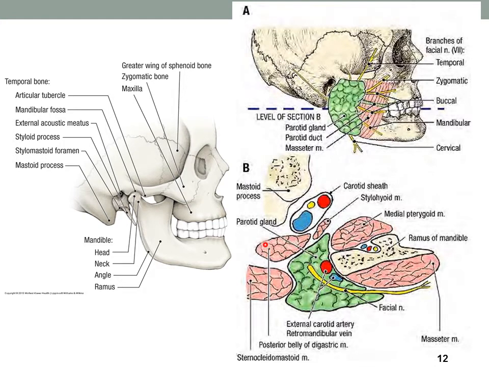Have a look at this cross section down here in B. It's actually quite interesting to see the mastoid process here. You can see your posterior belly of the digastric, and the stylohyoid, which comes from the styloid process. And now you're looking again at your carotid sheath, where here you actually have your internal carotid artery. Here's your external carotid artery, because at this point they've already split. Then traveling within the carotid sheath is your vagus nerve and your internal jugular vein.